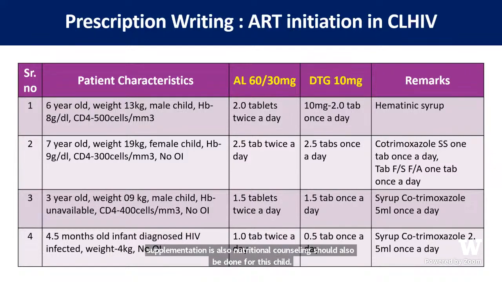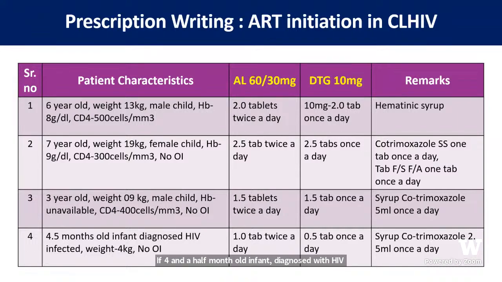A 4.5-month-old infant diagnosed with HIV infection, weighing 4 kgs, no other opportunistic infection. So the prescription will be abacavir, lamivudine 60-30 milligram fixed combination tablet, 1 tablet twice a day, along with DTG 10 milligram, half a tablet once a day. Along with that, syrup cotrimoxazole 2.5 ml once a day.